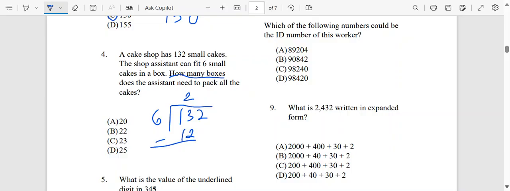We subtract, if you remember how to do long division. 2 from 3 leaves us with 1, and of course we bring down the 2. There we go. Now we divide again, right? How many sixes can we get out of 12? We can get 2. And 6 twos, 12. Of course, when we subtract, we are left with nothing. So the answer that we have there is 22. And B, right there, is our answer. Let's continue.